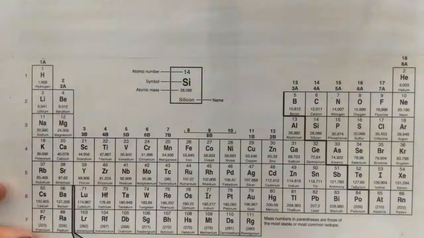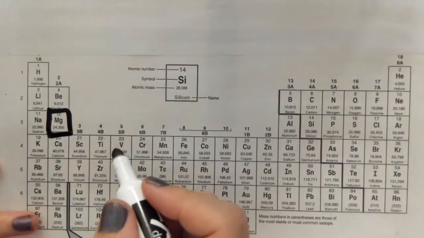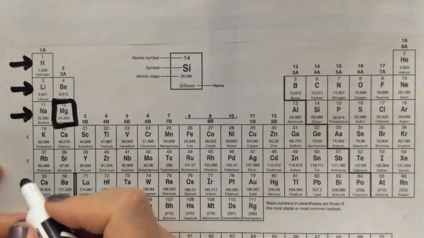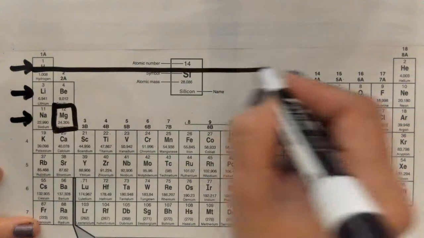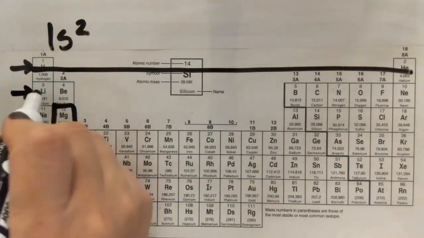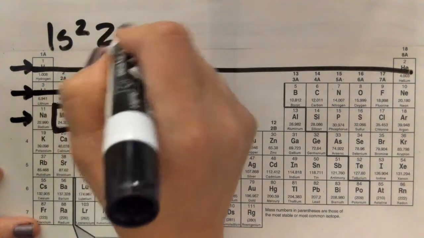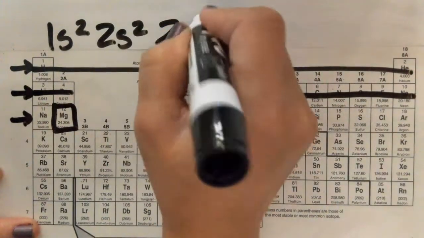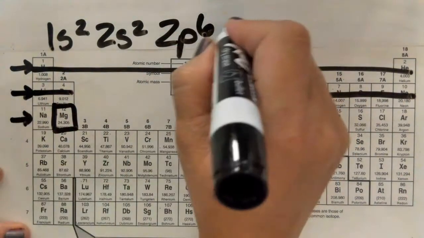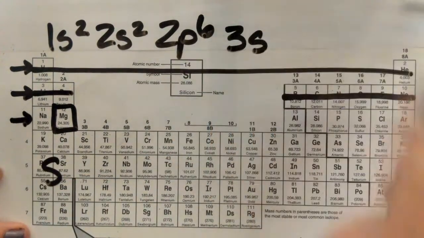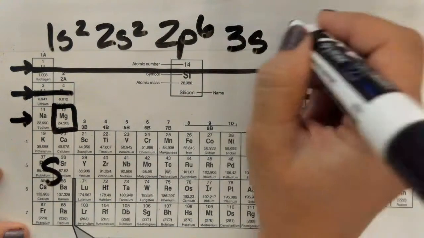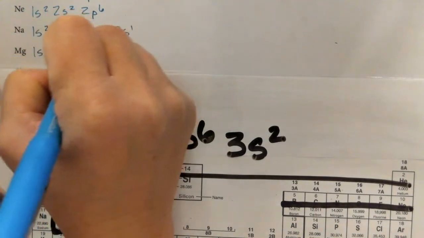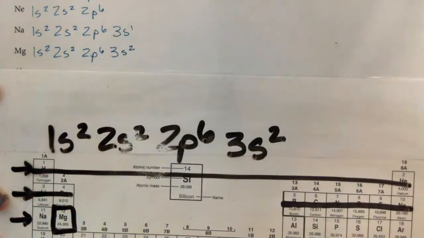Next is magnesium. Magnesium is here. So I'm going to start with row 1, go across row 2, and then I'm going to come into row 3. So row number 1 is 1s2. Row 2 is 2s2, all the way across to here, 2p6. And now I'm on row 3, I'm in the S block, and I'm the second column into the S block, so it's 3s2. So magnesium is 1s2, 2s2, 2p6, 3s2.